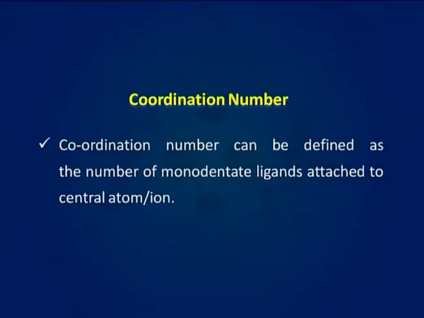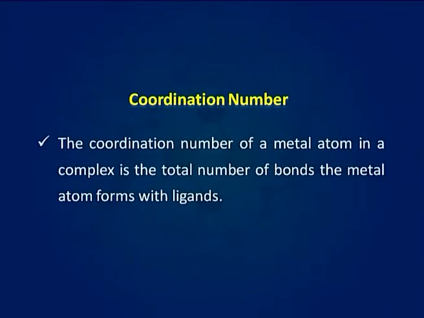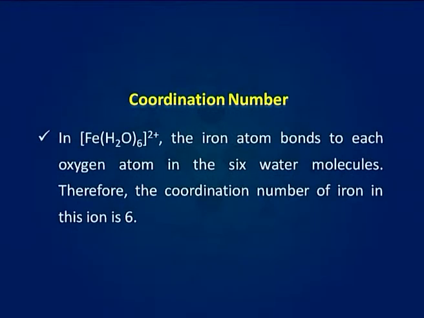Coordination number can be defined as the number of monodentate ligands attached to the central atom or ion. The coordination number of a metal atom in a complex is the total number of bonds the metal atom forms with ligands. In [Fe(H2O)6]2+, the iron atom bonds to each oxygen atom in the 6 water molecules. Therefore, the coordination number of iron in this ion is 6.